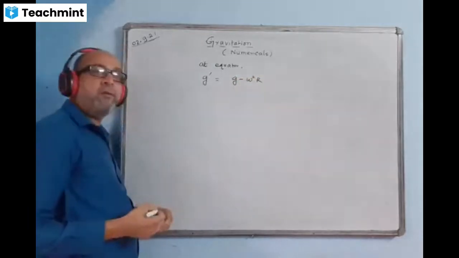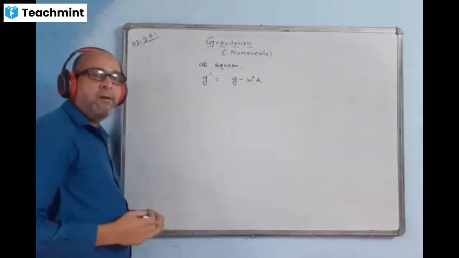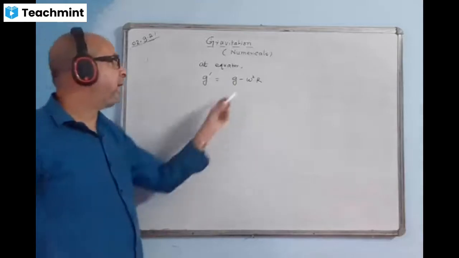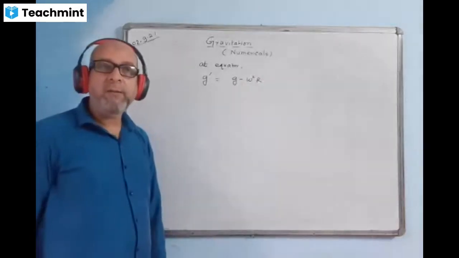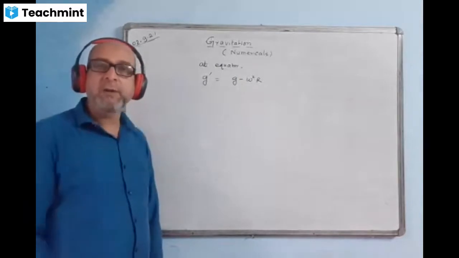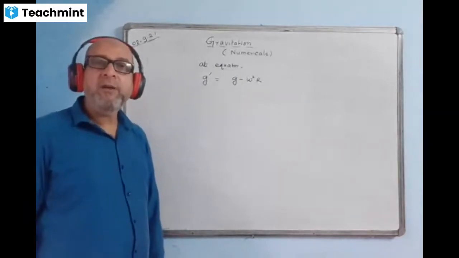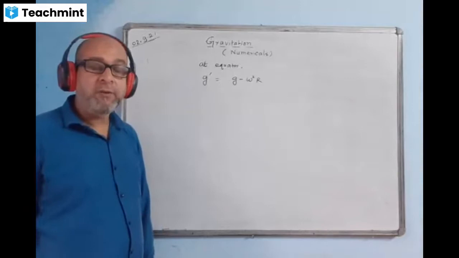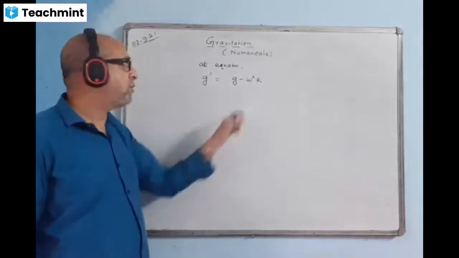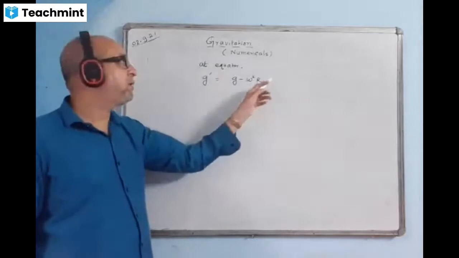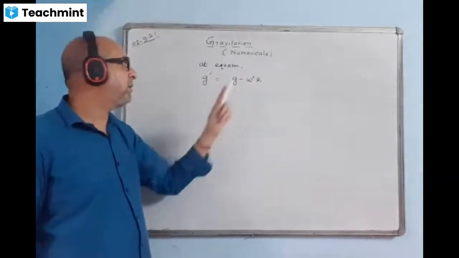This is the formula. If you don't know, please look at the formula. G dash is equal to G minus omega square R cos square lambda. The actual formula has cos square lambda with respect to the position on the Earth. The value of lambda is 0 degrees for the equator. The cos 0 degree is 1, and 1 square remains 1 only, so the answer becomes this.